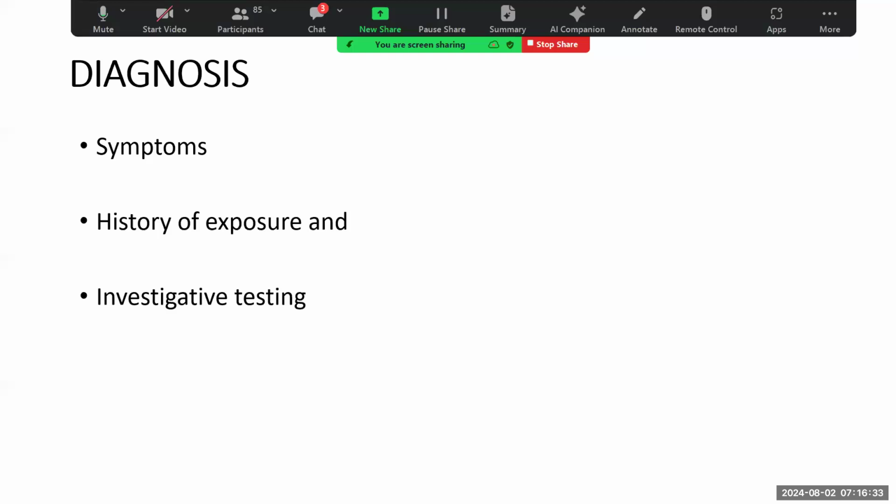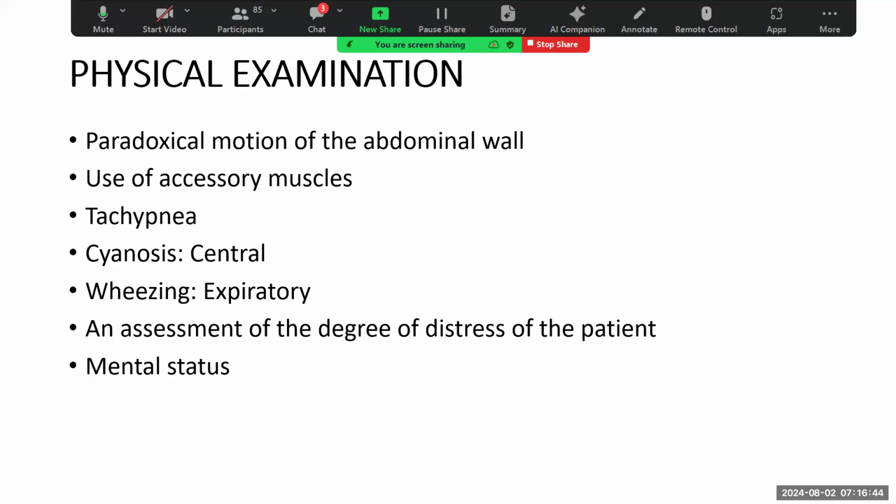In the diagnosis of this patient, we want to look at the history, like what our patient presented with: the chronic breathlessness, orthopnea, PND, right leg swelling, and then the history of exposure in this patient also, and then investigations that will be relevant in the management of this patient.